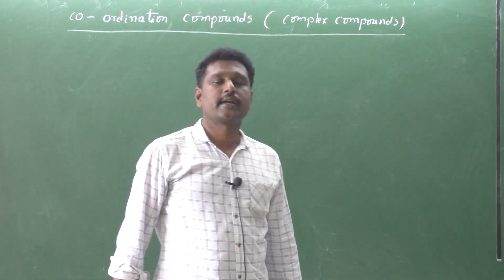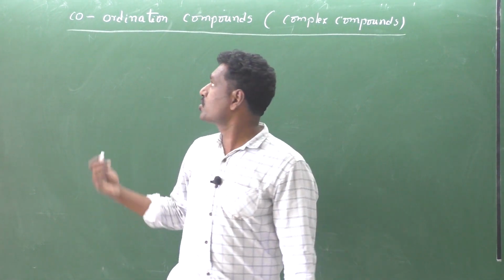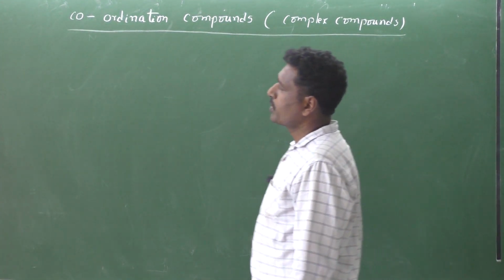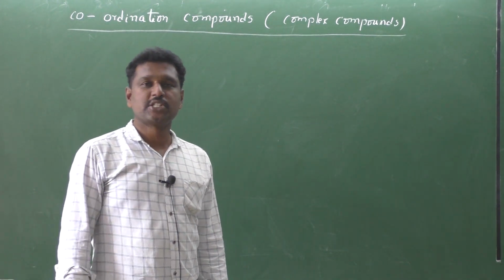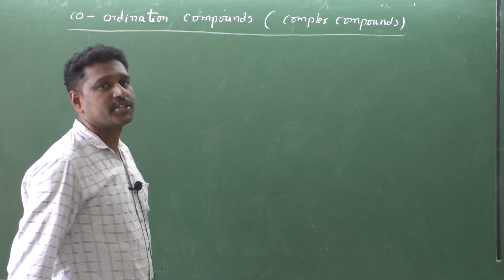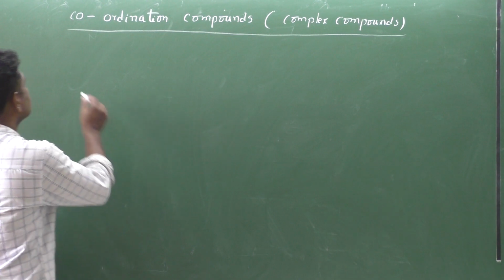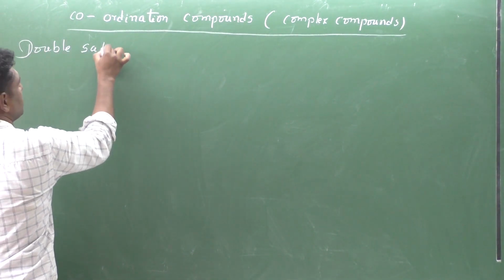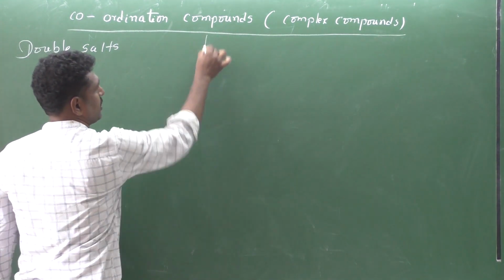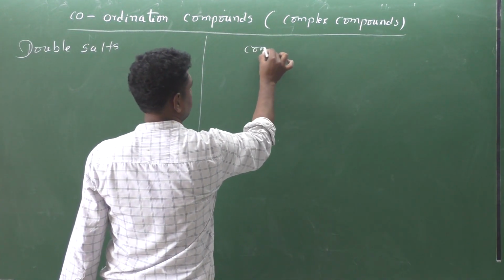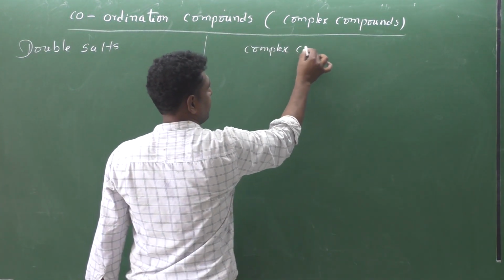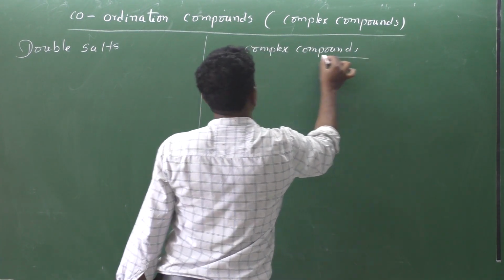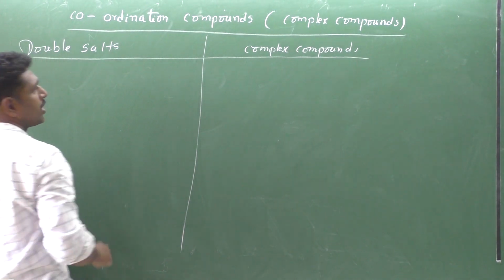So this is the second year chapter after transition elements. The next chapter is coordination compounds or complex compounds. First we will discuss double salts and coordination compounds. So what is the difference between double salts and complex compounds?